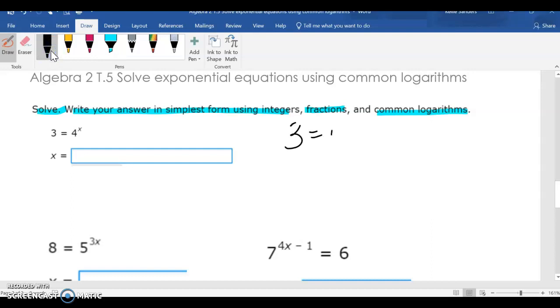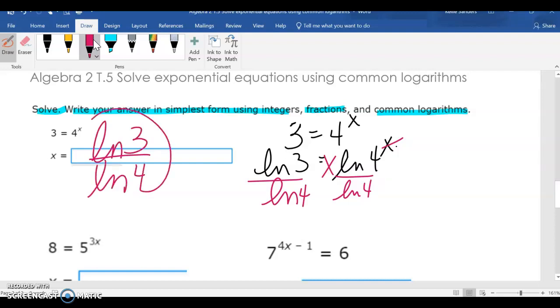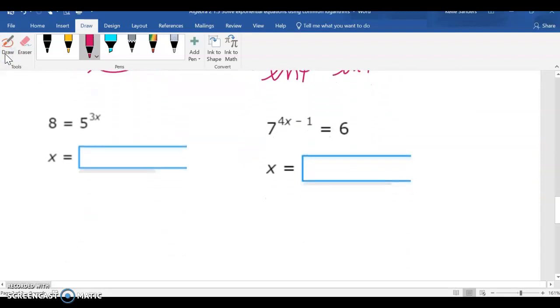So if I have 3 equals 4 to the x, it'd be natural log 3 equals natural log 4 to the x. So the x can come down. And then we would divide by natural log 4. So you're going to put natural log 3 over natural log 4 as your answer. You're not going to put it in the calculator to figure out what the answer actually is. Okay.